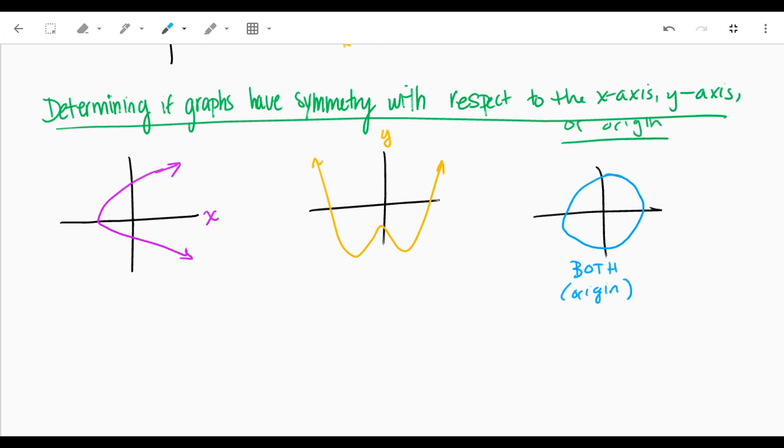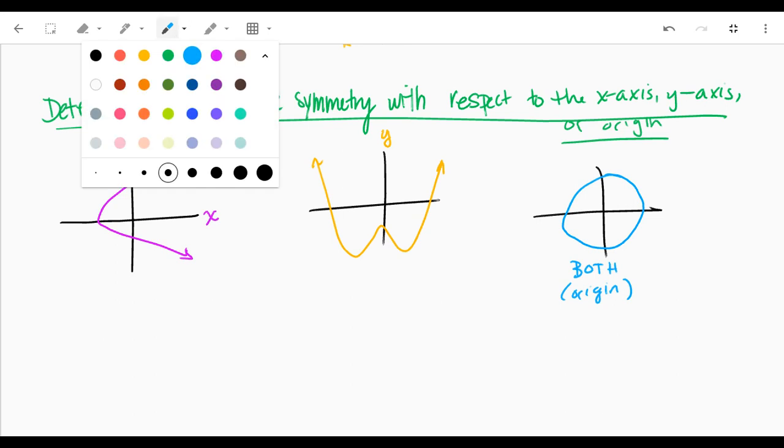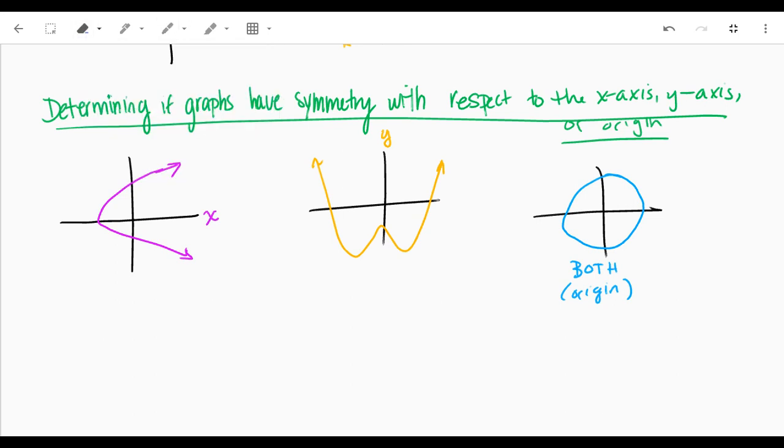What else do we need here? I think that's good. We'll get some examples, but let me just make sure I'm not leaving anything out. Oh, you know what? I'm missing something there. So let me back up for a second. This does have symmetry with respect to the origin, but it's not necessarily that it's both. I'm going to reword that and give you a better example there.